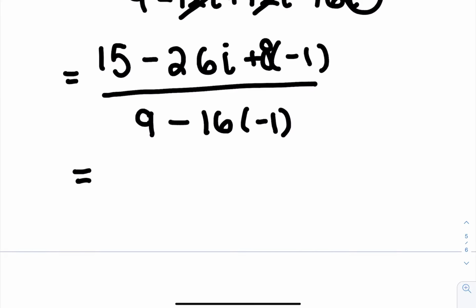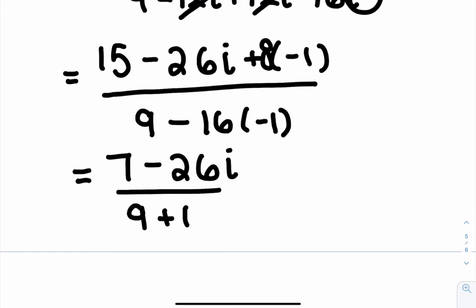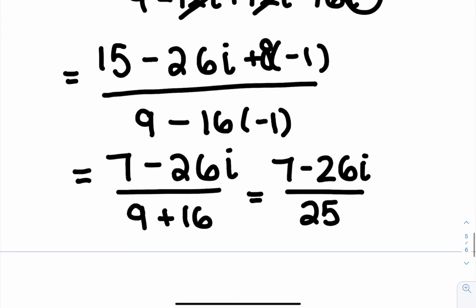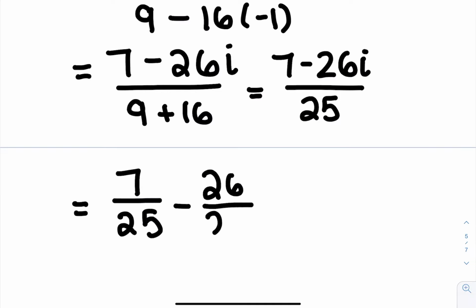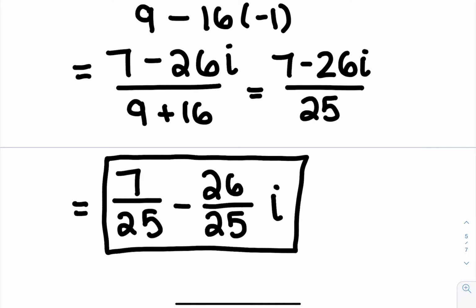So finally, I'm left with 15 minus 8, which will give me 7 minus 26i over 9 plus 16. That 9 plus 16 is 25, so I'll get 7 minus 26i over 25. And finally, I'll divide it up so that it's one number. So 7 over 25 minus 26 over 25i. And there is our final answer. So that's just a quick overview of complex numbers.